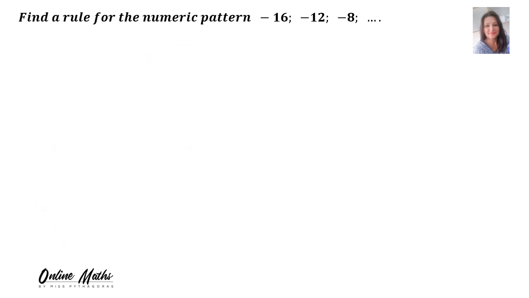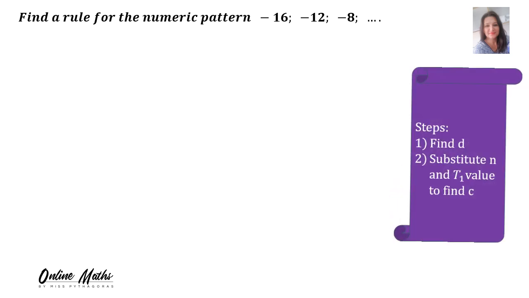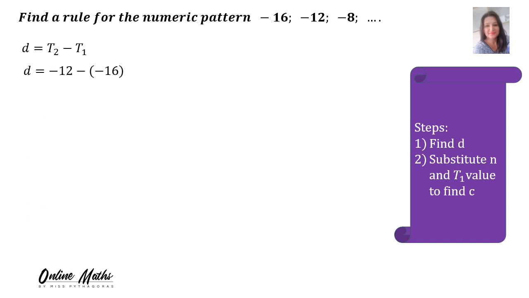Find a rule for the numeric pattern -16, -12, -8. Step 1: find d, the constant difference. d's formula is term 2 minus term 1. But now you must be very careful. Term 2 is -12 minus, and then you have to add a bracket, -16. And then that bracket is going to change the minus into a plus. So it's -12 plus 16, and then d is equal to 4.